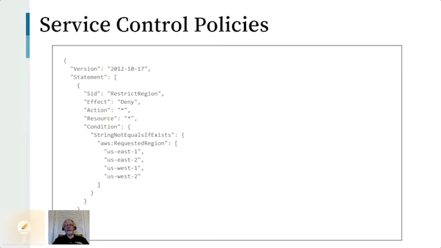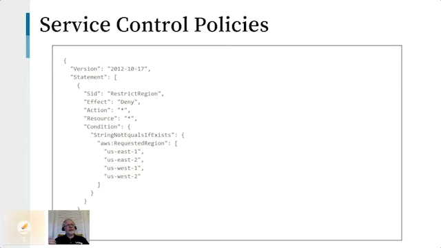It also gives you another feature called a service control policy. And this is an extract of the policy that we use on our sandbox accounts at Chariot. And it basically says deny every action on every resource anywhere outside of the 4 US regions.